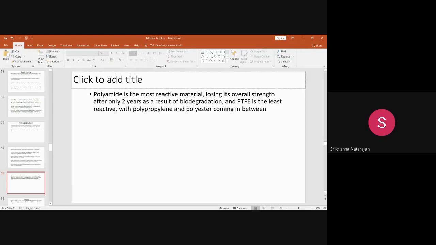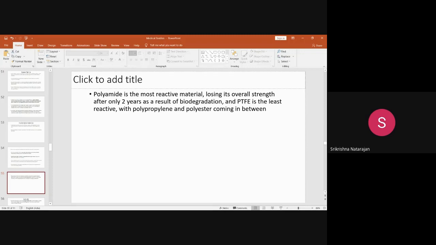And if you see, polyamide is one of the most reactive materials. Reactive in the sense what? It will lose its overall strength only after 2 years as a result of biodegradation. For degrading inside the human body, if you are using polyamide as an implant, it will take 2 years to degrade. In the sense, it will lose its overall strength and it will biodegrade inside the human body. And this is the most reactive material. Most reactive in the sense it means that it will degrade in a short time, that is around 2 years.